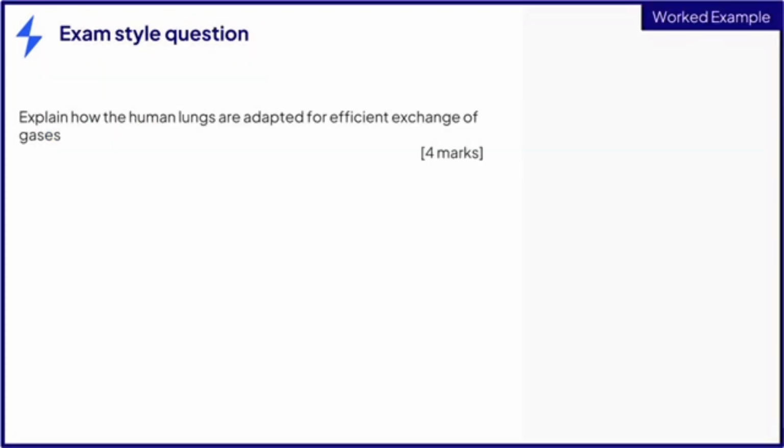Here we have an exam-style question asking you to explain how the lungs are adapted for efficient gas exchange. This question is worth 4 marks, so we need to address at least 4 different points in our answer. You do not need to write in continuous prose here, and bullet points are a perfectly suitable way to structure your answer. Let's think about what we need to include.